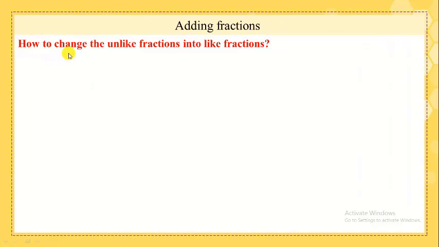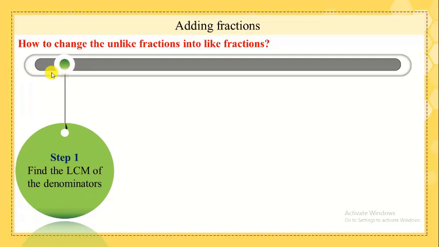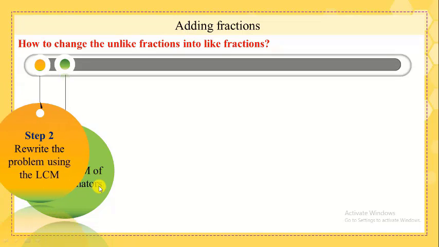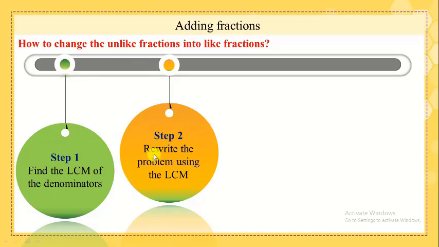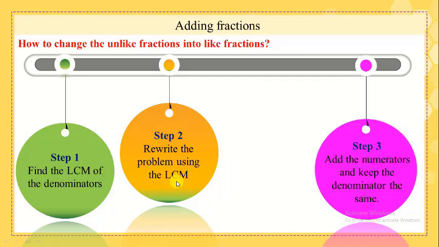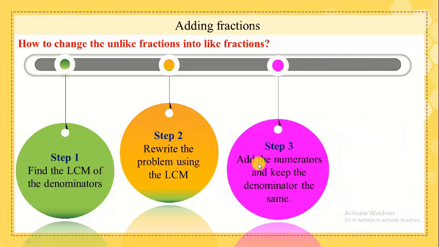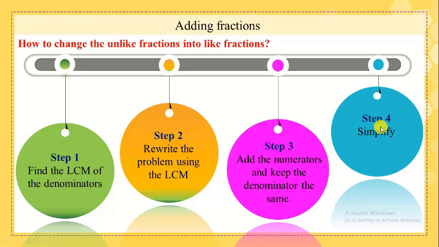Now, how do we change unlike fractions into like fractions? This takes a few steps. Let's recognize them. First step, find the LCM of the denominators. Second step, rewrite the problem using the LCM. Third step, add the numerators and keep the denominator the same. And finally, fourth step, simplify.